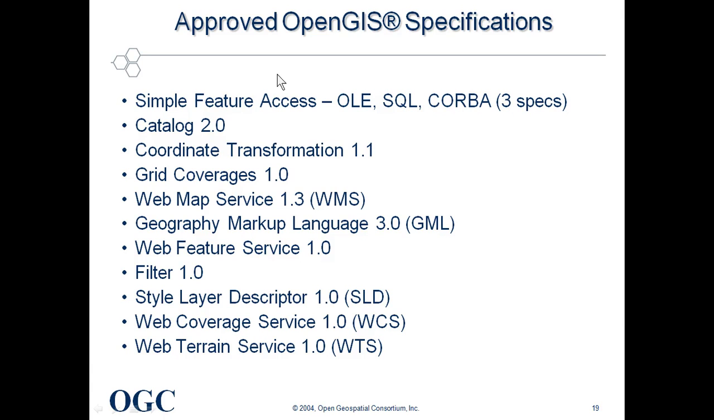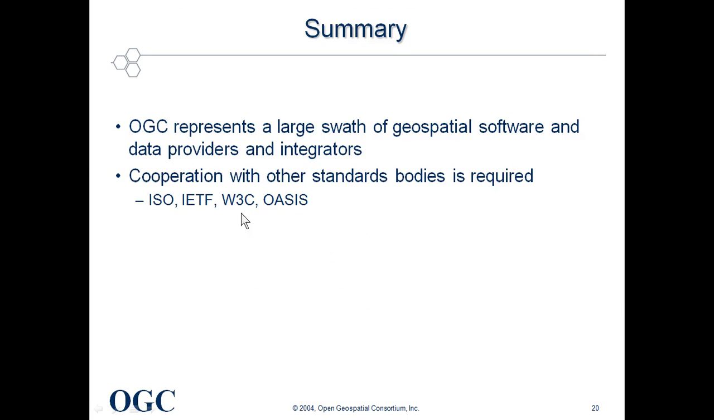The approved OpenGIS specifications are simple feature access like OLE, SQL, CORBA, then catalog. We have seen catalog services in various applications, then coordinate transformation from one coordinate system to another, grid coverages, then web map service, WMS, GML, Geography Markup Language, WFS, web feature service and filter, then SLD, styled layer descriptor, and WCS, web coverage service, and WTS, that is web terrain service.